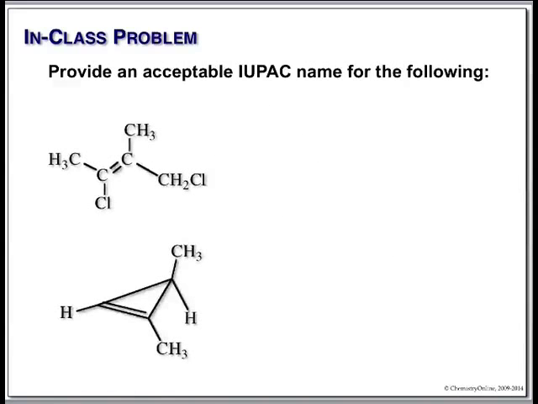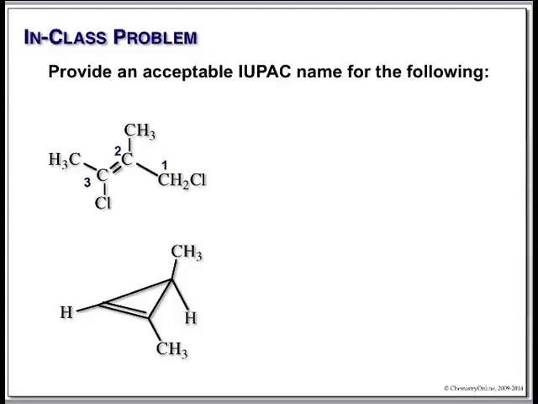Two more. For our first one, we're going to have to figure out if it's E or Z, right? Is this going to be E or Z? On this carbon, we have a methyl and a chlorine. Chlorine is going to win, isn't it? On this carbon, we have 2 carbons. This is 3 hydrogens. This is 2 hydrogens and a chlorine. So this guy is going to win.